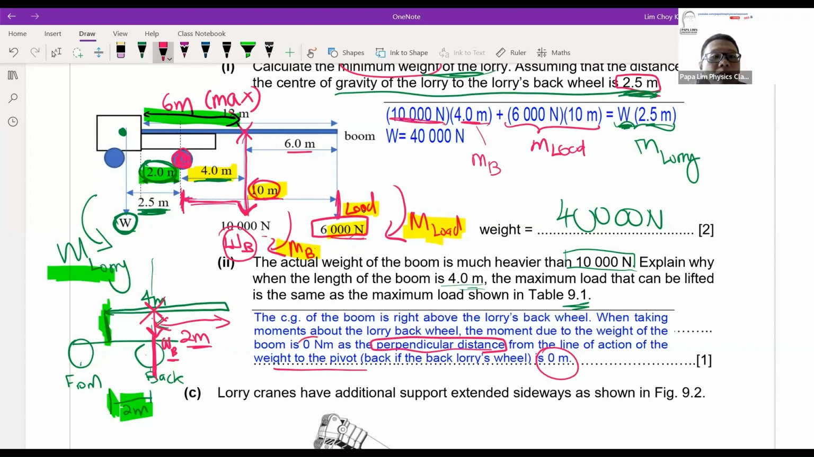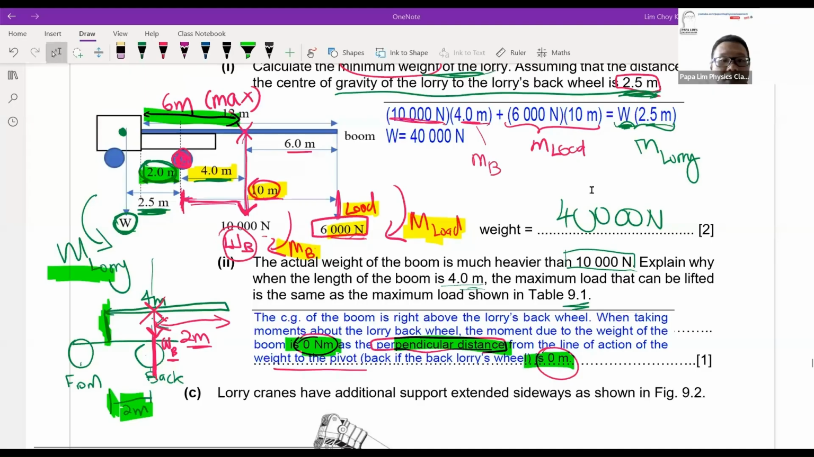So these are two important factors that we have to take note of. Because of the particular location of the weight, there isn't any perpendicular distance, and because there isn't any perpendicular distance, the moment is zero. So the weight of the boom doesn't contribute any additional load or additional turning effect. And thus, the weight of the lorry will be able to balance out the load that is being carried by the lorry itself.